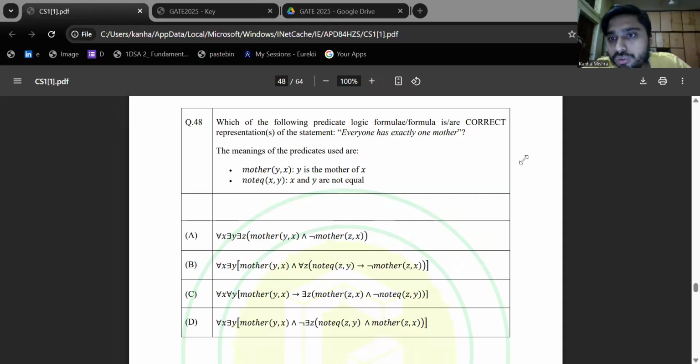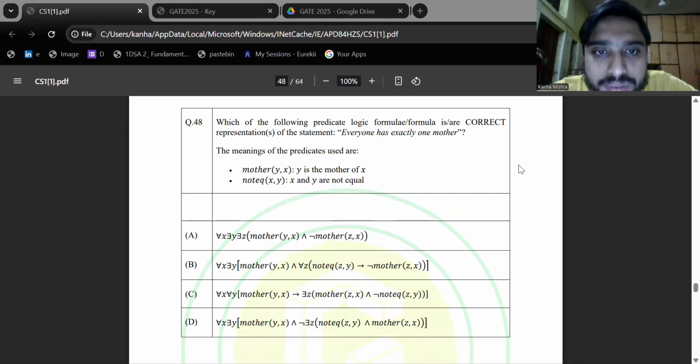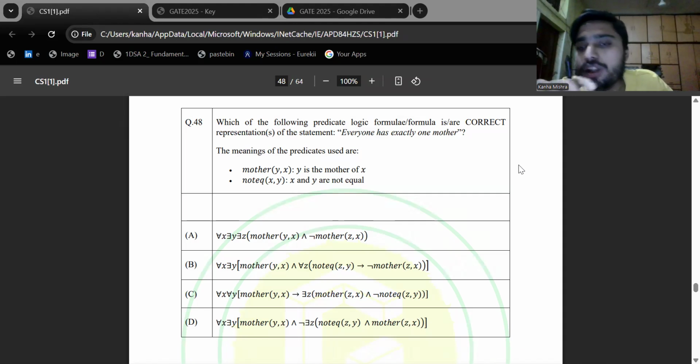Hello everyone, let's solve question 48 of GATE paper CS1 2025. Which one of the following predicate logic formulae is a correct representation of the statement: everyone has exactly one mother. The predicates used are: mother(y, x) means y is the mother of x, and not_eq(x, y) means x and y are not equal.